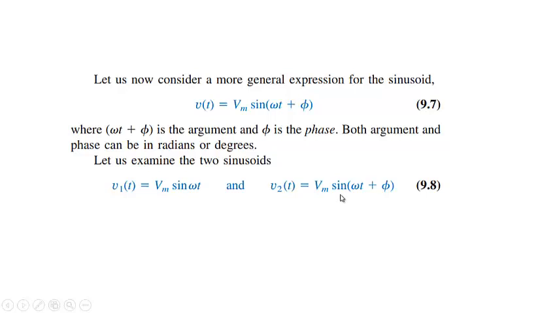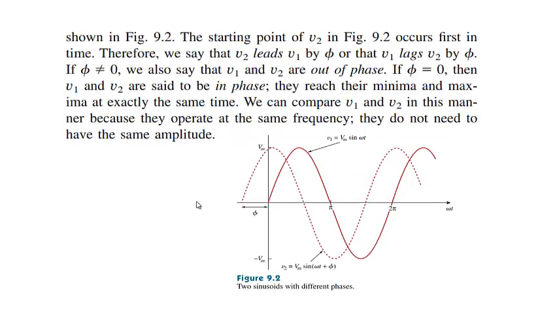V1 is the sinusoid which started from the origin. V2 started where omega t plus phi is equal to 0. That means omega t is equal to minus phi. So it started before the origin. You can see it from here. This V2 started from minus phi and V1 started exactly at omega t equal to 0. These are the two sinusoids.